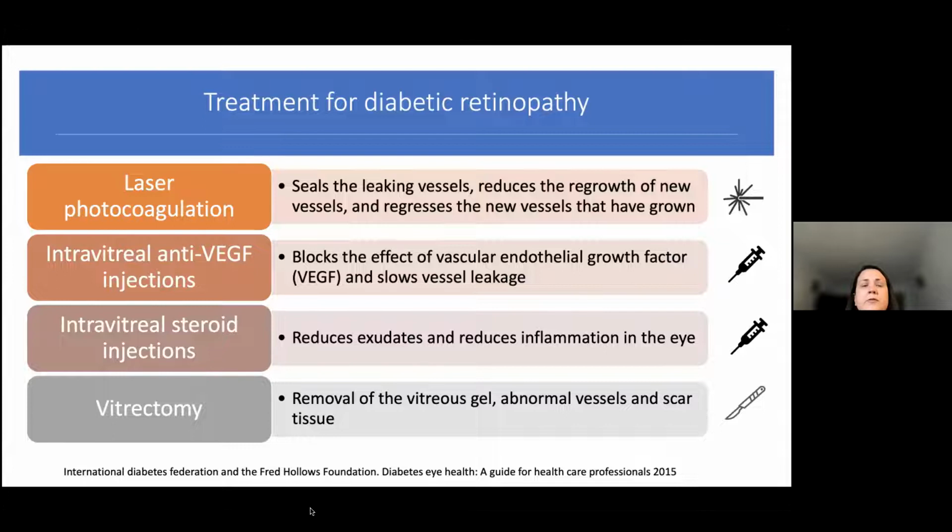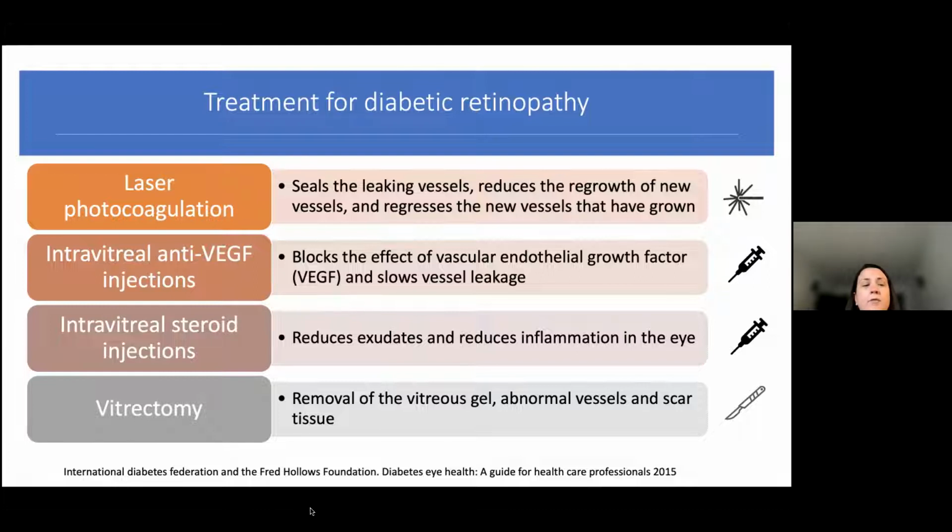As I've mentioned, as we've gone through, there is treatment available for retinopathy. So if you do develop sight-threatening retinopathy, there is treatment. It doesn't automatically mean that you're going to lose your sight. We've got laser that's been around since the 50s, I think it is. This will seal the leaking vessels. It reduces the regrowth of new vessels, and regresses them as well.